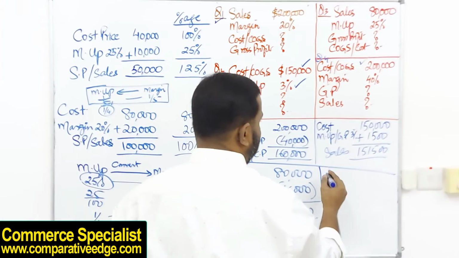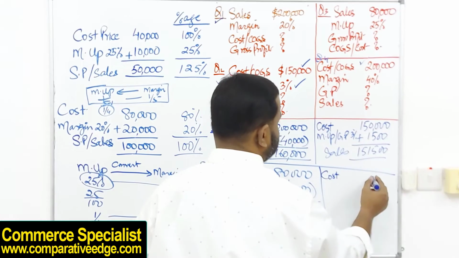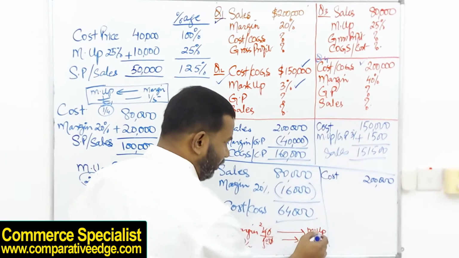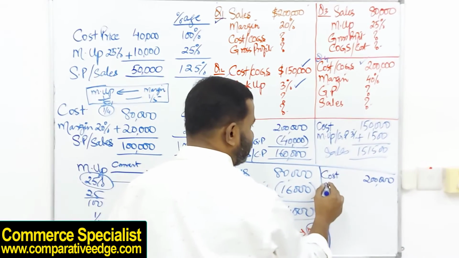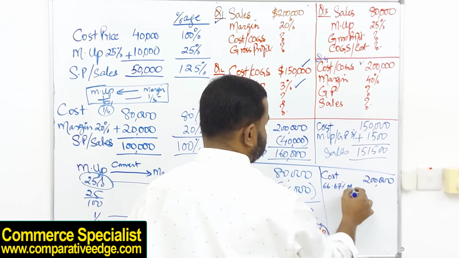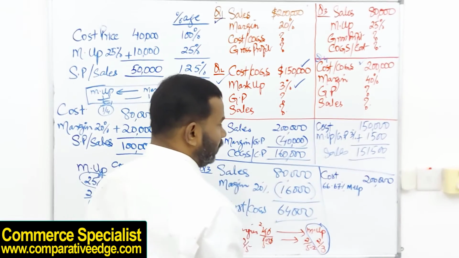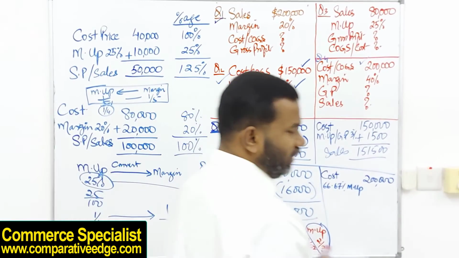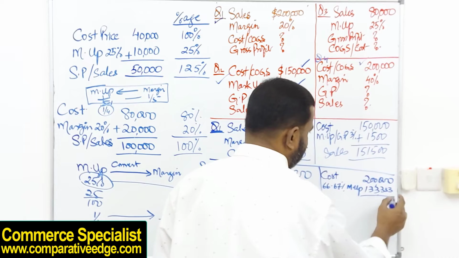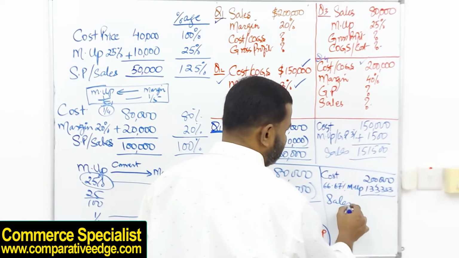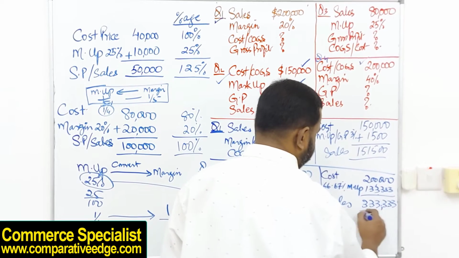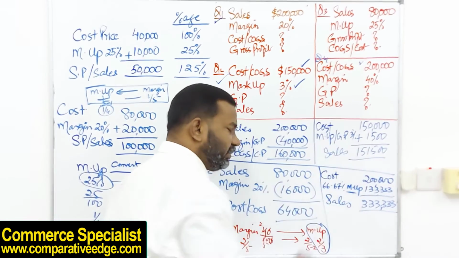How to go about it? I have cost of goods sold, which is 200,000. Margin has already been converted to markup, which is 66.67%. Okay, this is markup now. So 66.66% would be 133,333.33. I'm just ignoring that. So when you add this, you get sales, which will be 333.33. So this is your gross profit, this is your sales, everything is worked out.